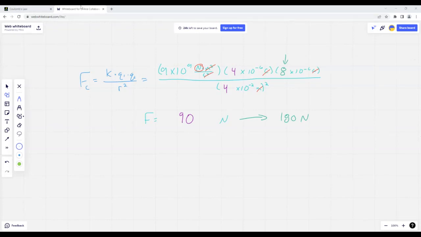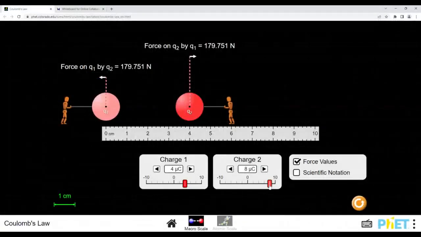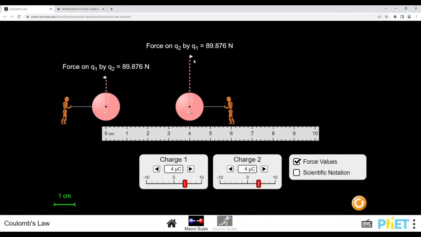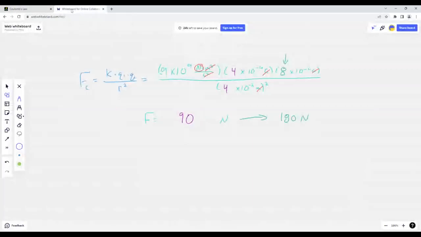Then in the next question, we want to change both of the charges. So just as a reminder of what that value is, if these are both set to 4 and 4 again, we have this answer that's a little under 90. Now, if I'm going to double both of these, so I think you can predict if I'm doubling 2 things, then that will have a greater effect on my answer.